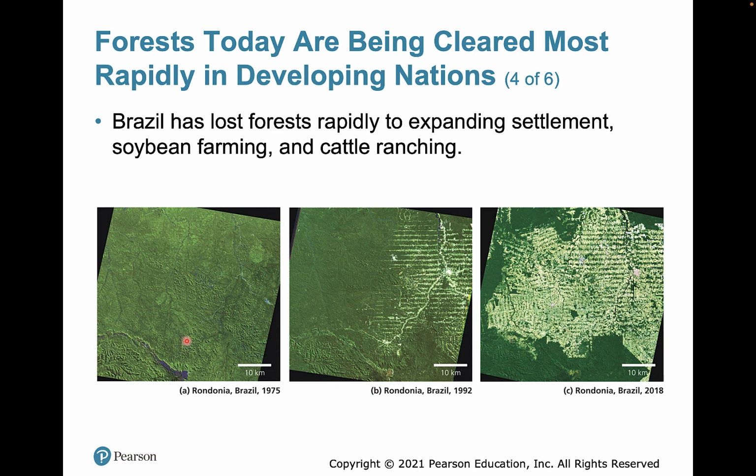We talked about this. So this is the same area in Brazil in my lifetime. So in 1975, this is what it looked like. In 2018, this is what it looked like. So when you lose the green and get the white, that is deforested areas.